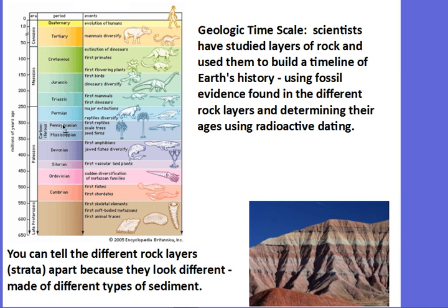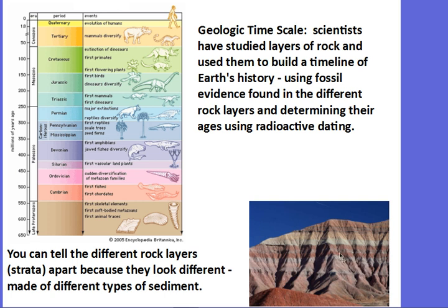So geologic time, or the time in Earth's history, has been broken down into these sections, and it's based on events and the types of plants and animals that were alive during those specific times. And the fossil evidence found in these different layers helps to determine the rock layers' ages, and radioactive dating is used, and all of that information is put together to create this profile of the history of Earth by studying rocks.